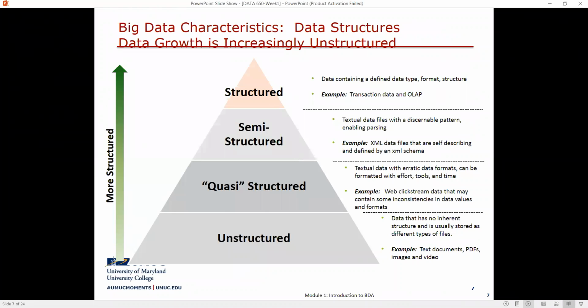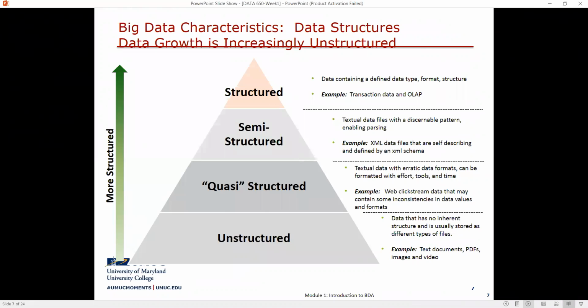The quasi-structured is not so easy to get to an easier way to get insight. For example, you can work with web clickstream, and with some effort, you can get to some format of this clickstream. And as soon as you get some format to the clickstream, you can much more easily get insight from the data in the clickstream. So this is what is in between.